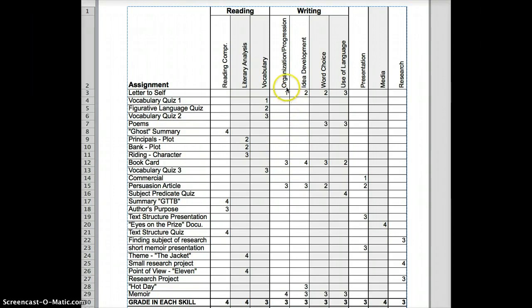In language arts, we want to look at where the student is at the end of the grading period. And so here, the student got a 3 in a book card. For the same skill, persuasion article, for organization and progression, they got another 3. So we're starting to see a clearer picture that this student is actually learning this skill of organization and progression and is actually doing well in it. And then towards the end of the year, the student actually received a 4.